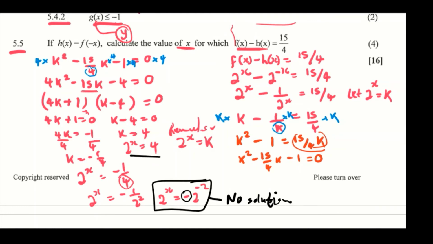But we're going to continue from here. We have 2 to the power of x equals 4, which means 2 to the power of x equals 2 to the power of 2. Therefore x is equal to 2. So that is the solution of x for this problem here. x is equal to 2.